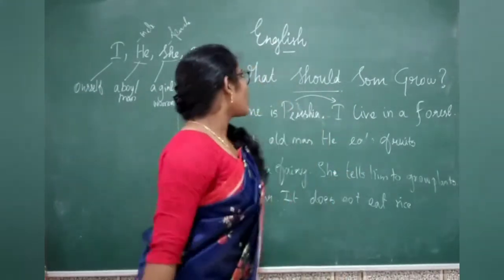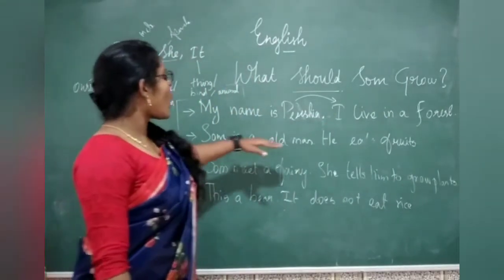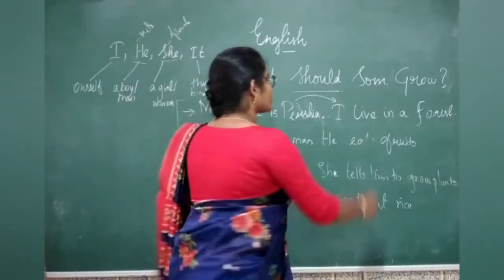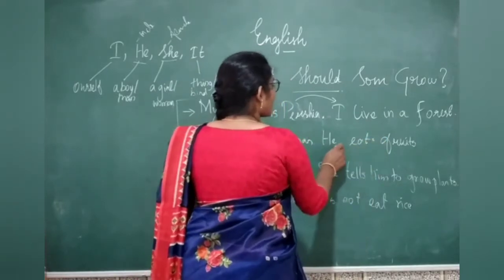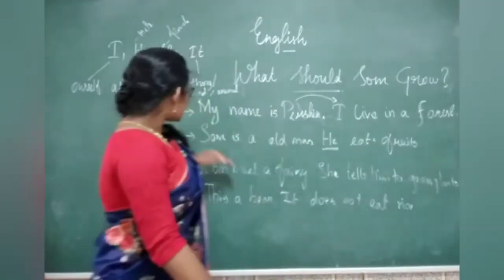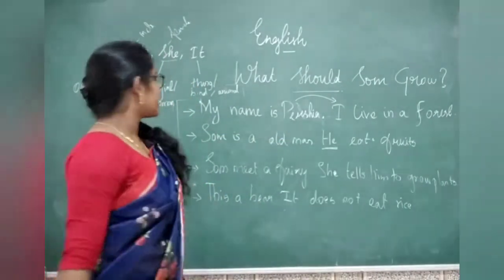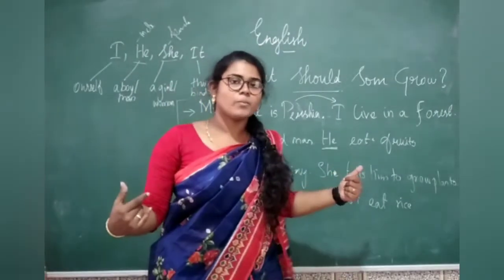Clear? So, this is how we have to understand that. Here, Sam is an old man. He eats fruits. Here we have to understand "he." Who is he here? Sam is an old man. He eats fruit. My name is Som. Is that my name is Som?